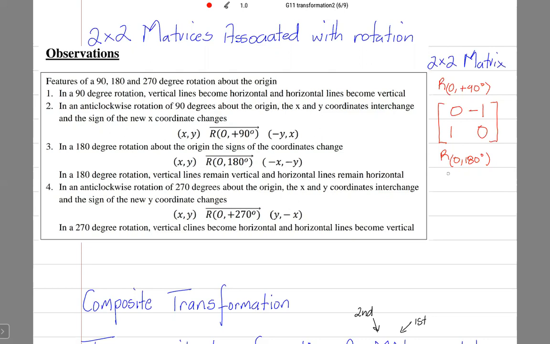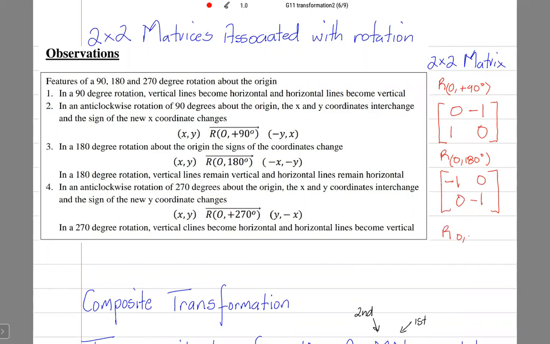Now, this is the I matrix, 1, 0, 0, 1. It does nothing to a point. But if I do this, that changes the sign of the X coordinate. And if I do that, that changes the sign of the Y coordinate. So the 2x2 matrix that is associated with a 180 degree rotation about the origin is -1, 0, 0, -1.